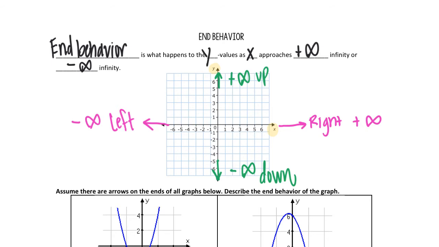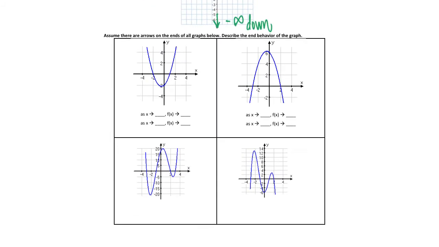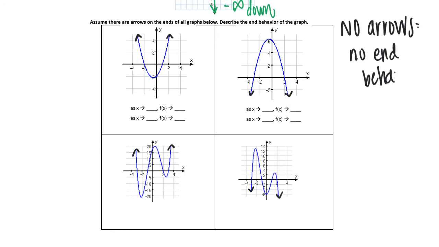You write your end behavior as a sentence, as a math sentence. So first of all, I want you to take these examples below and assume that there are arrows on the ends of all the graphs. You can only talk about end behavior if there are arrows. So these graphs are not perfect in that regard. Should have put arrows on the document, but go ahead and add arrows to each of those graphs. If there are no arrows, you cannot talk about end behavior. So you only can talk about end behavior if you have arrows on the end of the graph.